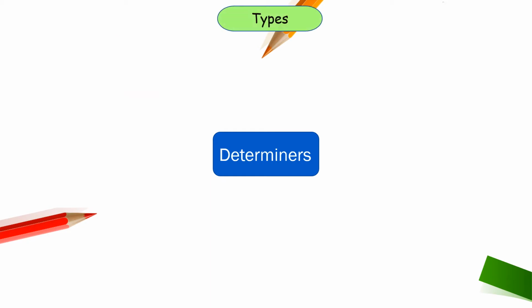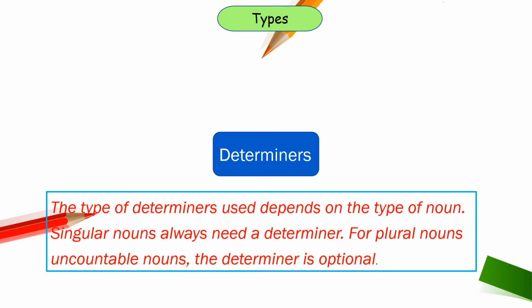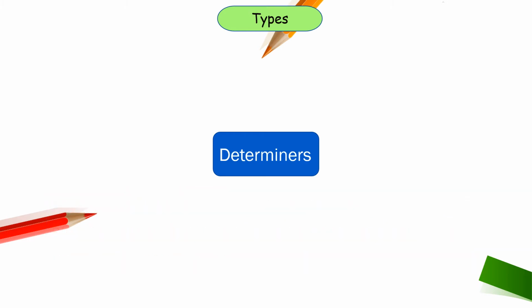Let's take a few moments to look at the different types of determiners. The type of determiner used depends on the type of the noun. Singular nouns always need a determiner. For plural nouns and uncountable nouns, the determiner is optional. Determiners can be classified into six main categories.